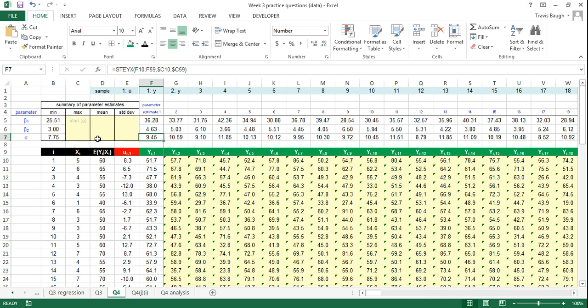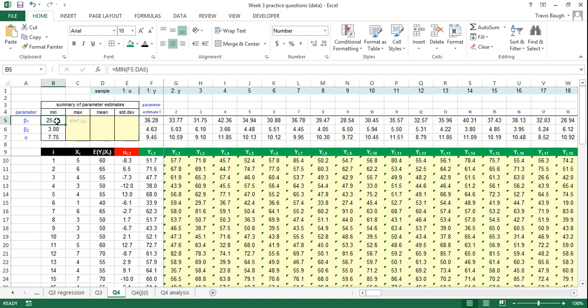Now this part, G, wants us to work out what is the minimum value of all these estimates that you came up with for B1, and what is the maximum value, what is the mean or average value of all these estimates, and what's the standard deviation of all these estimates that you came up with for B1, and then repeat for B2 and the standard error.